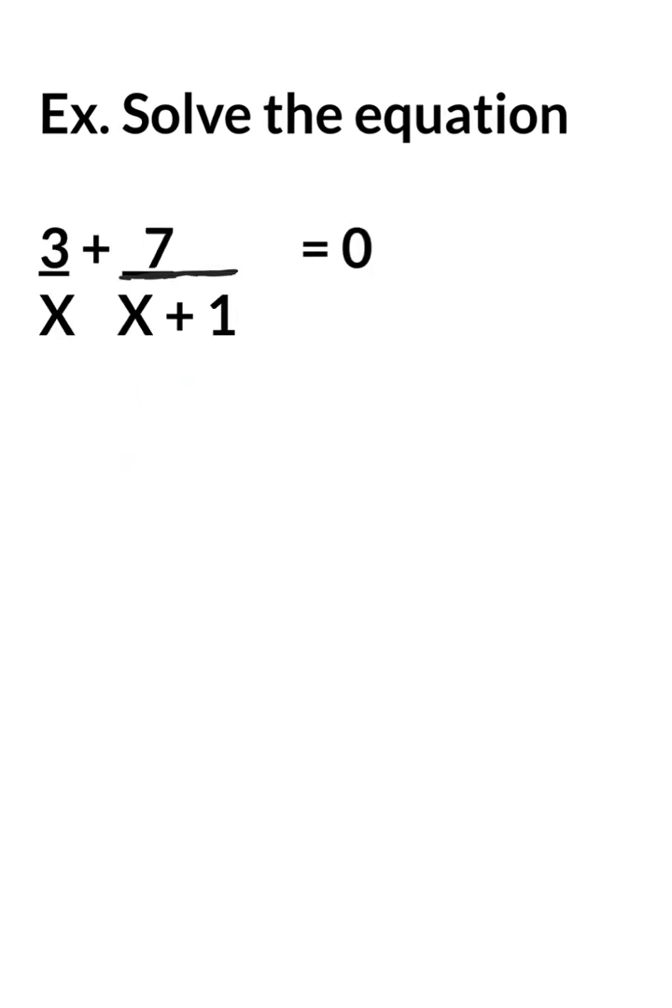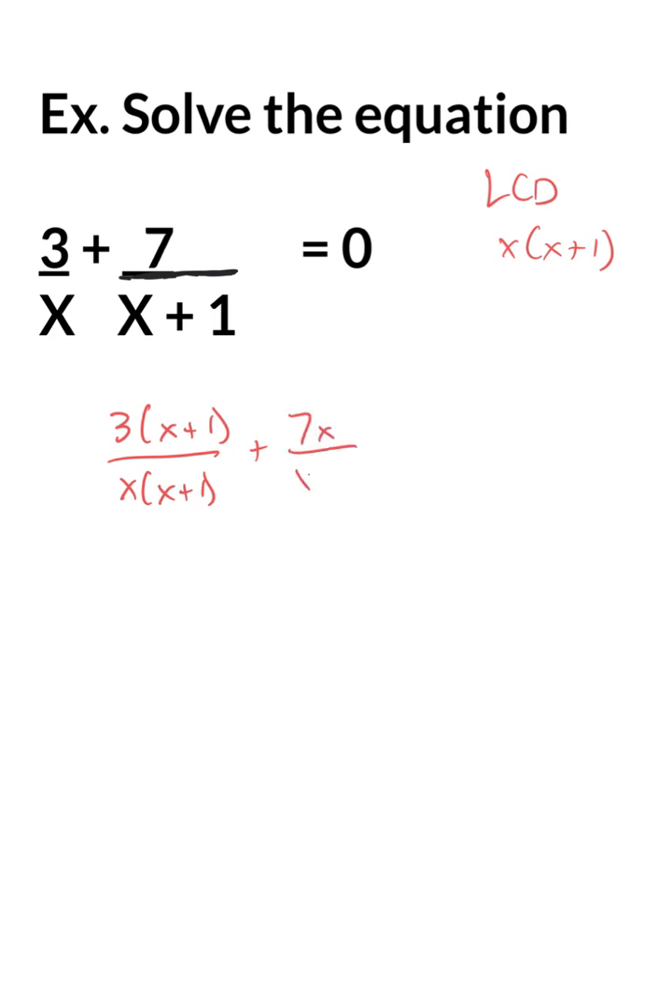We have to find the LCD. And the LCD for this is simply x times x plus 1. And we have to do that math. So this first one is going to be 3 times x plus 1 over x plus 1. And we can talk about restrictions with this. Plus 7 times x over x times x plus 1 equals, and you think about it, 0 times what? So 0 times x plus 1 all over x times x plus 1. But that's no big deal because 0 times anything is 0.